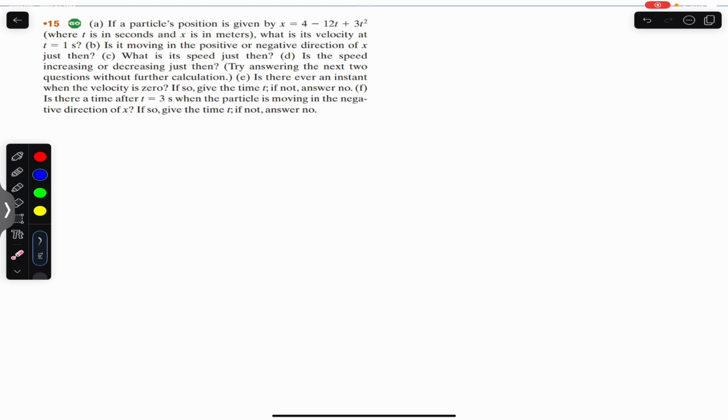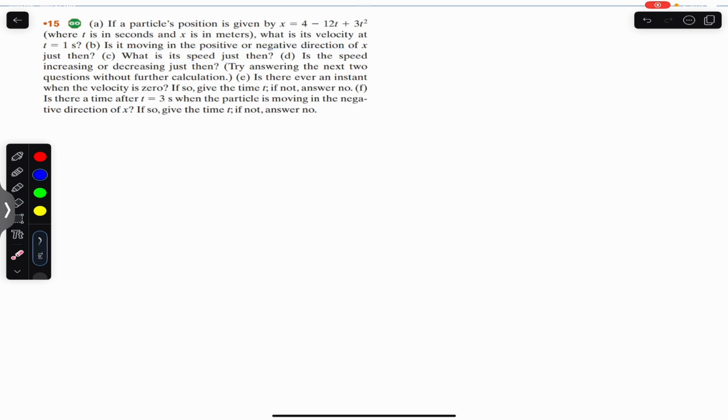Now we are going to solve this problem from Fundamentals of Physics by Resnick Halliday. The problem says that if a particle's position is given by the function x equals 4 minus 12t plus 3t square, where t is in seconds and x is in meters, what is its velocity at t equals 1 second? In part B, is it moving in the positive or negative direction of x just then? What is its speed just then?